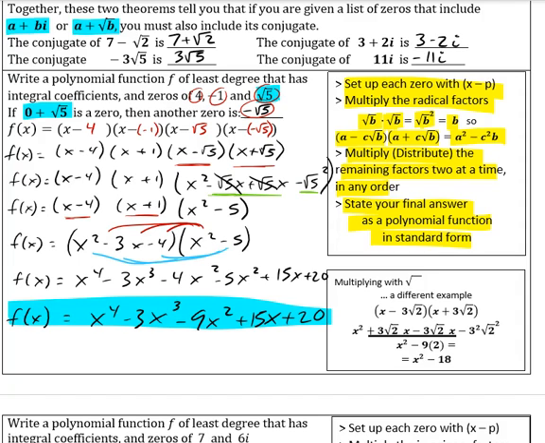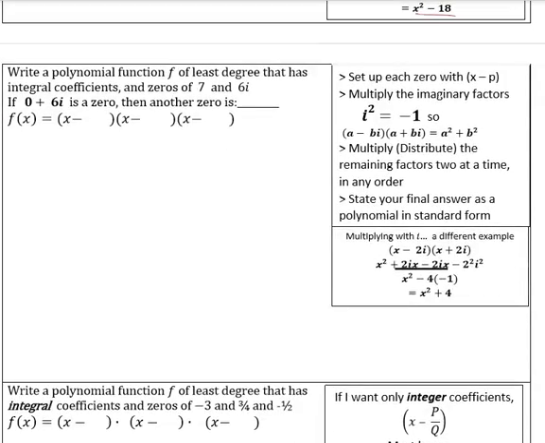So a little thing here, multiplying with radicals. Here's a different example. If you have x minus 3 radical 2 and x plus 3 radical 2, you get those, and we know that these two here will cancel, and that's what you get. Now let's do an example with an imaginary number.